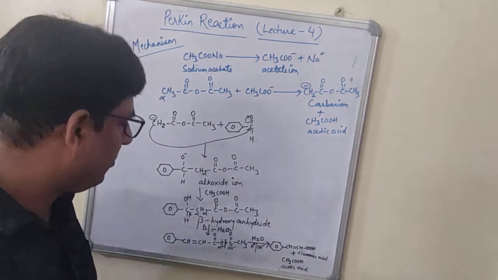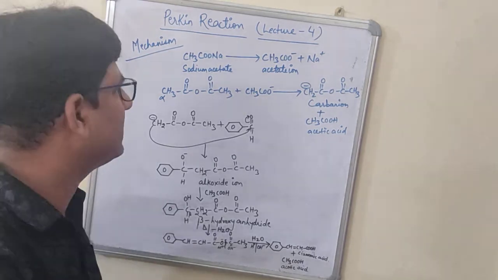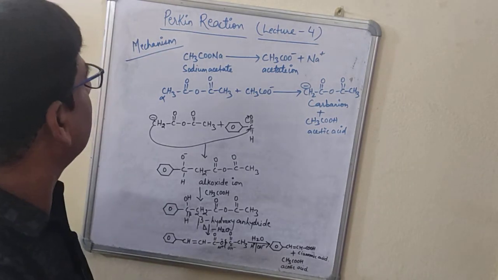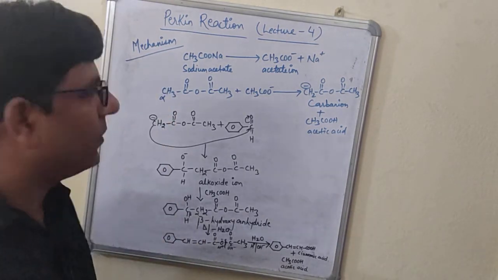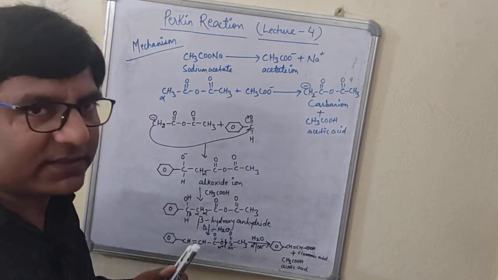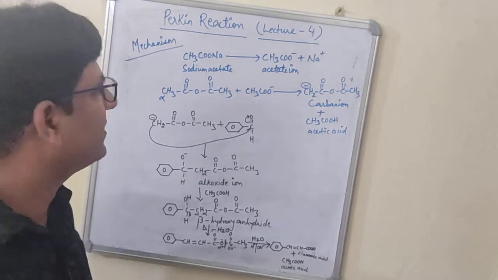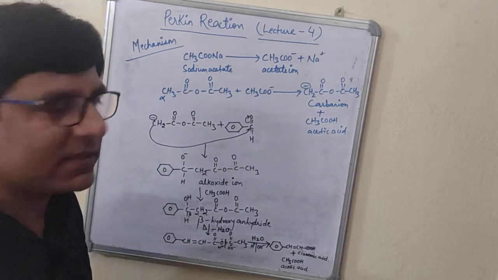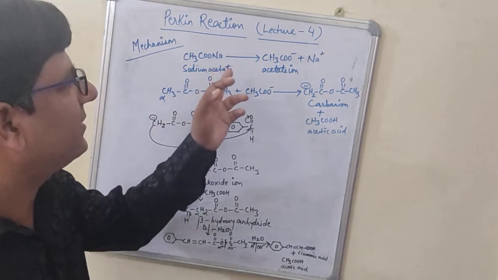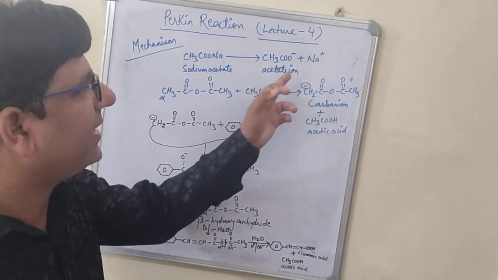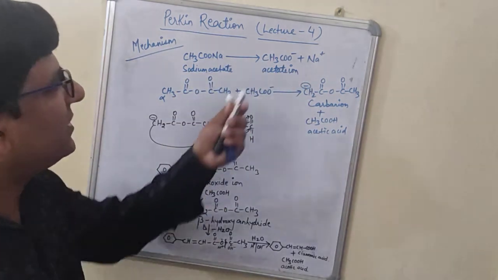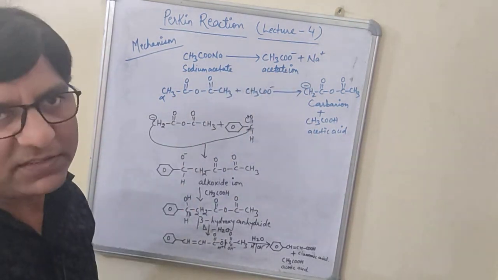Right? So hope you have understood this. Now let us summarize this reaction once again. In this mechanism, in the first step you have to break the base that you are using. That is, the sodium acetate is acting as a base. So you have to dissociate this, and that will dissociate it into the acetate ion and the sodium ion, right? Now this acetate ion will act as a base, right?